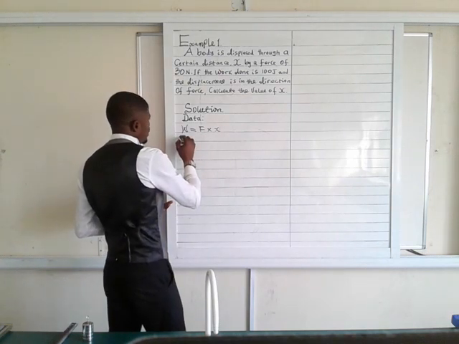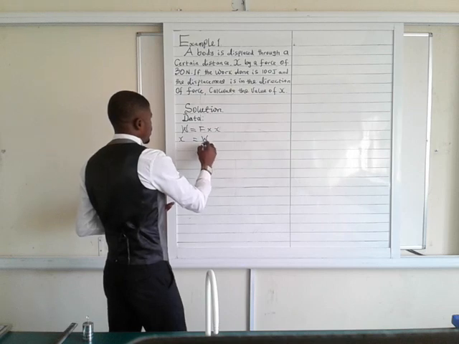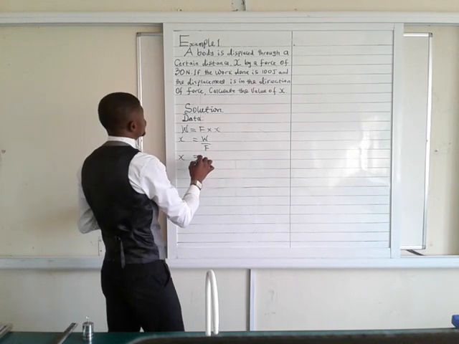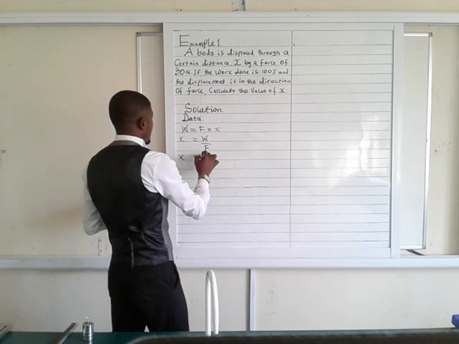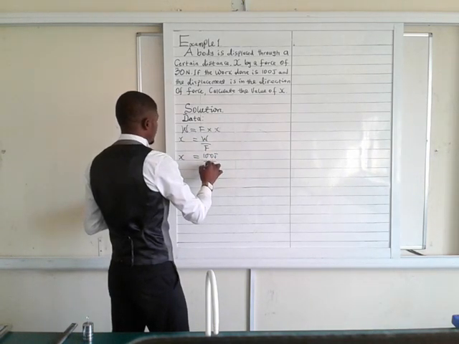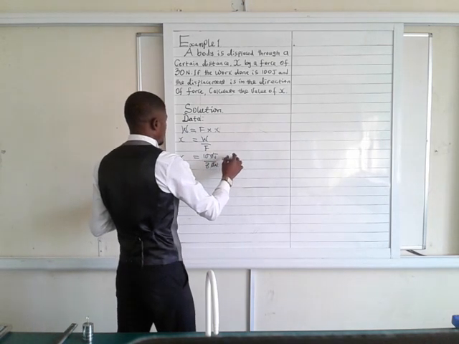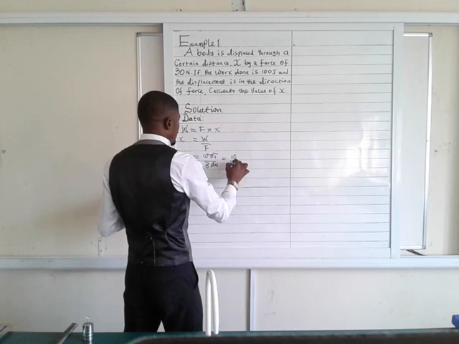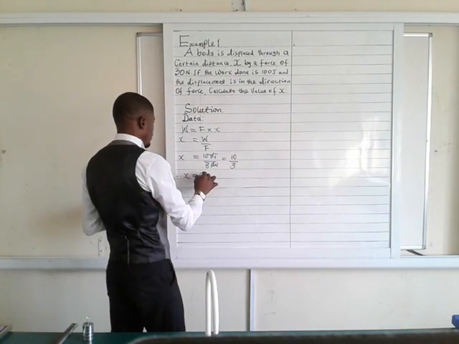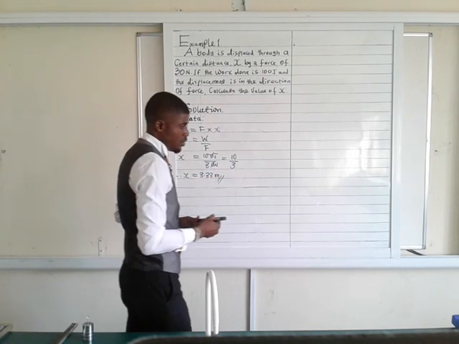So we say X equals work done all over force. And so X equals, the work done is 100 joules, and then the force is 30 newton. This goes, and then you have 10 over 3, and our answer, therefore, X equals 3.33 meters. And that is the answer for that.